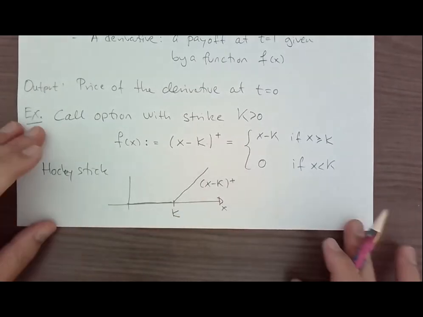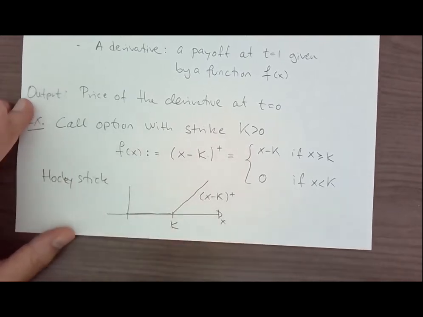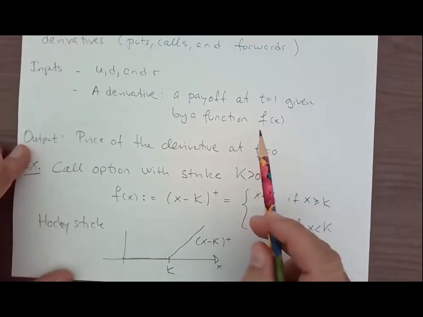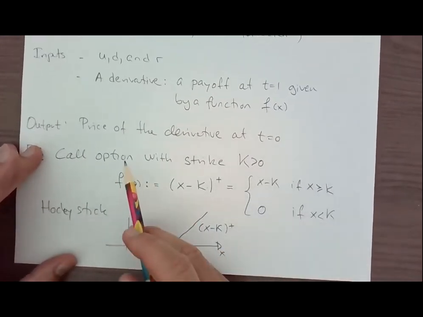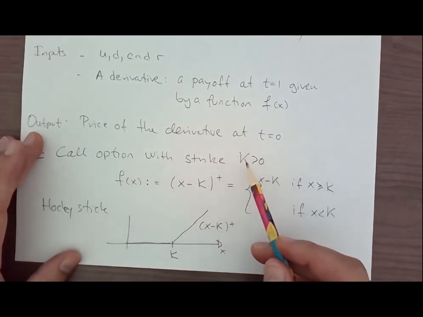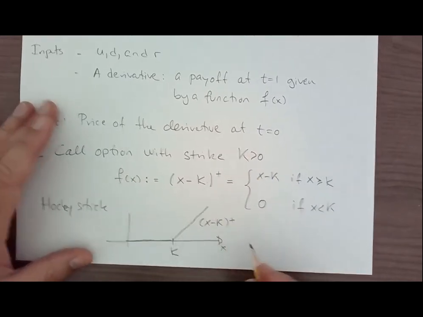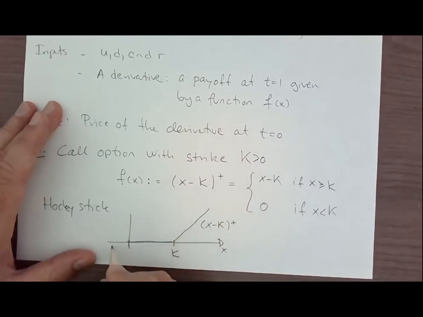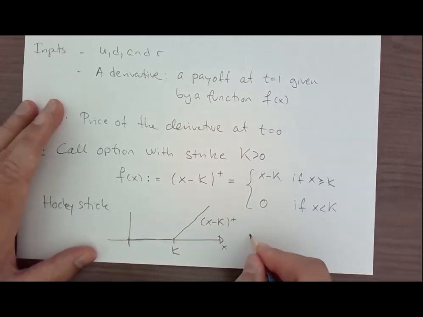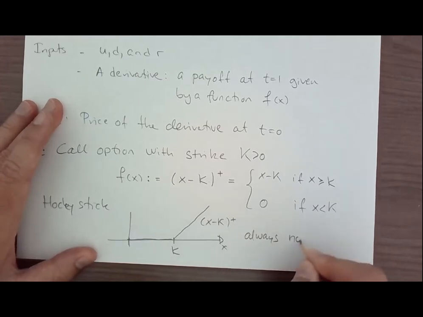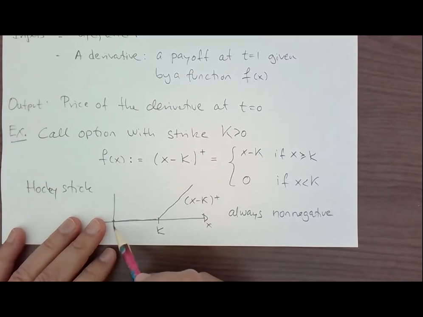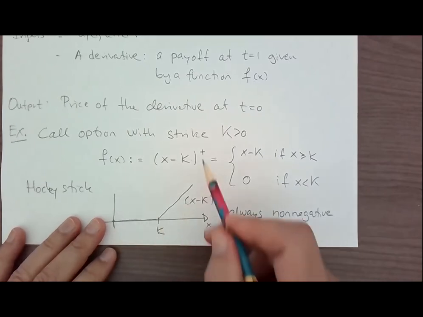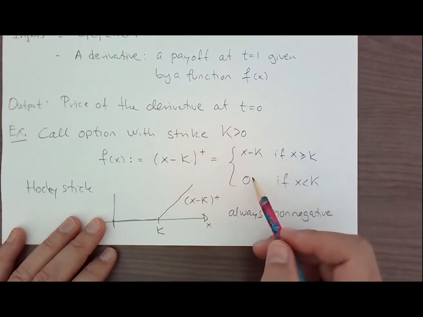That's the call option. These derivatives are given in terms of a payoff function, and different payoff functions are going to give you different derivatives. The call options are all given in terms of a constant capital K called a strike. And what you should note here is that this is always positive, right? There are no negative values. It's always non-negative. There's no value for X that will lead to a negative payoff. This is always bigger than or equal to 0.